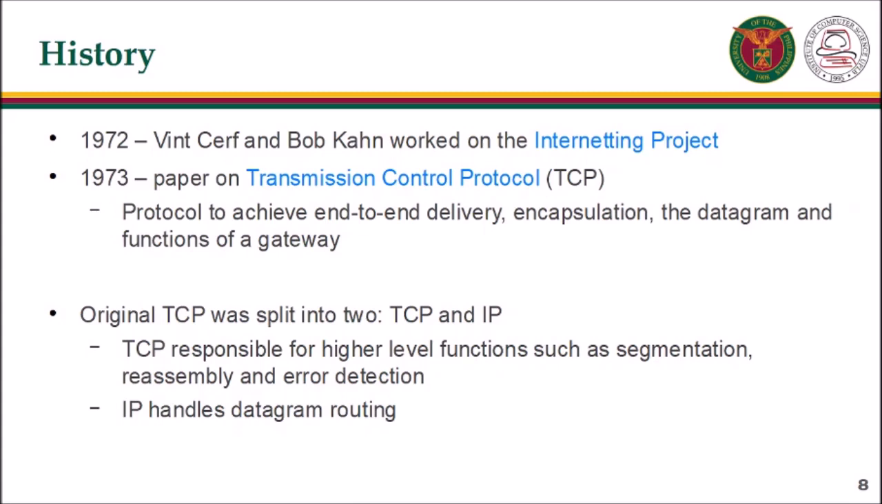Shortly thereafter, authorities made the decision to split TCP into two protocols, Transmission Control Protocol, or TCP, and Internet Protocol, or IP. IP would handle datagram routing, while TCP would be responsible for higher level functions such as segmentation, assembly, and error detection. The new combination became known as TCP/IP.